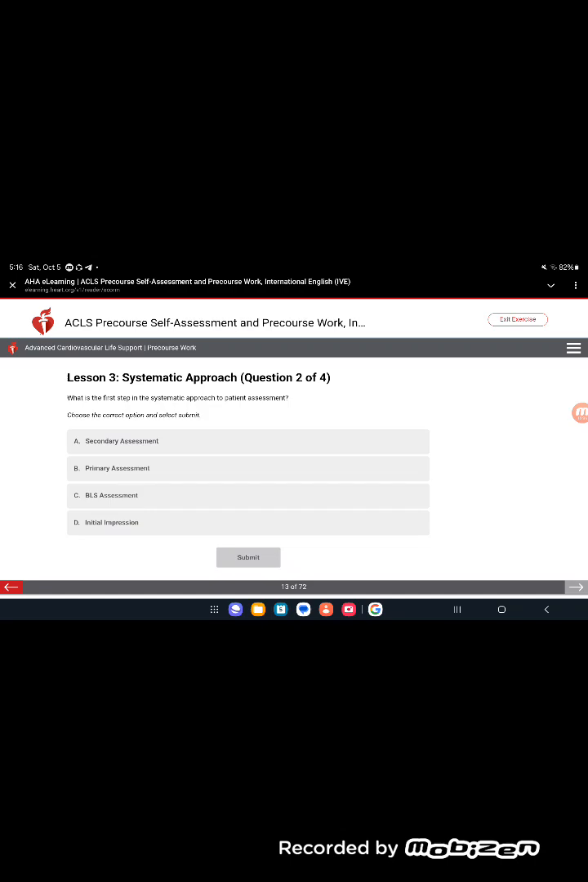What is the first step in the systematic approach to patient assessment?